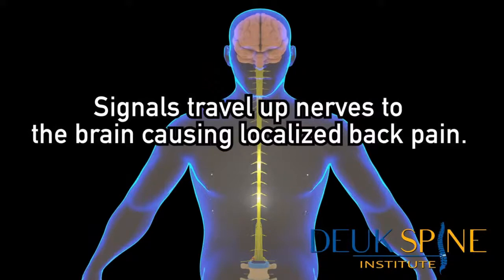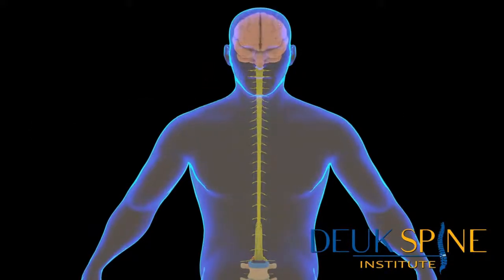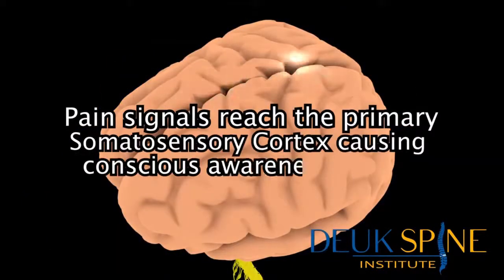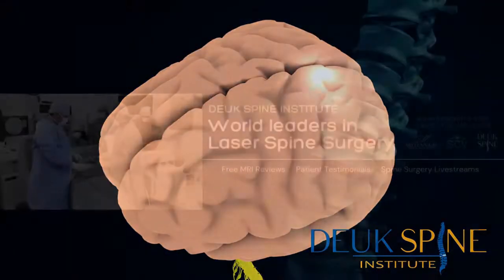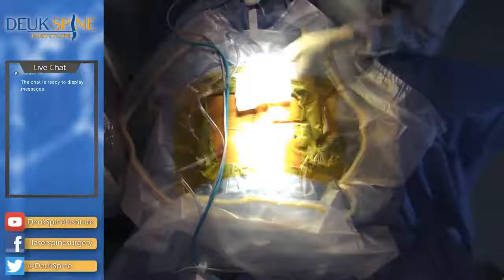I need to see 5-1 first. Pain signals reach the primary somatosensory cortex, causing conscious awareness of pain. If you have a herniated or bulging disc and back pain, submit your MRI for a free review at www.mri.dukespine.com.